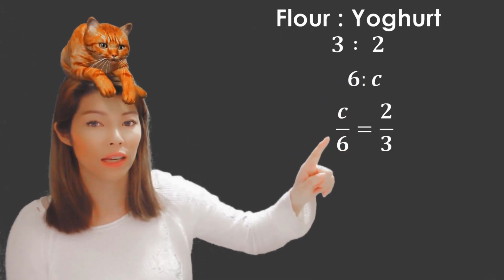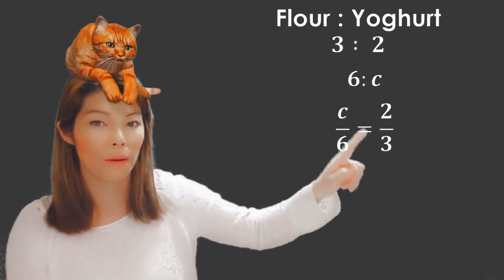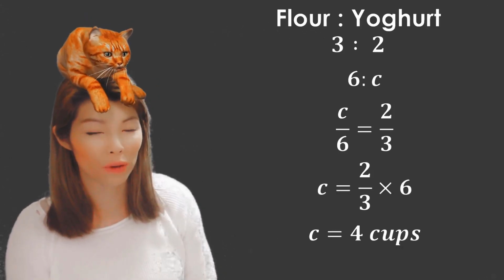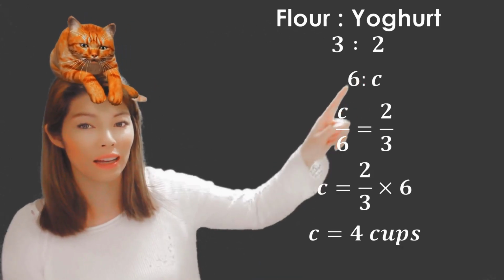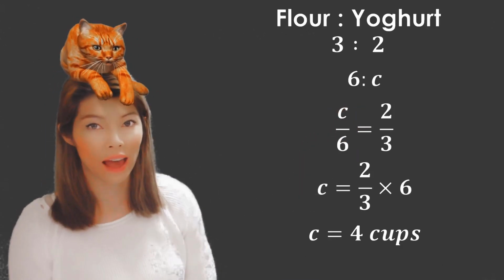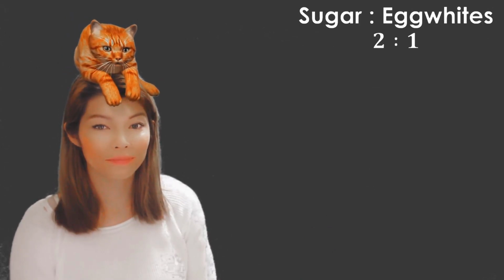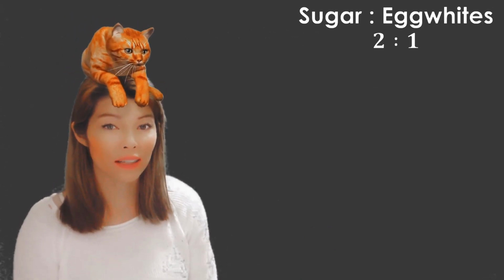Now to solve for C, or to solve for the variable, we would multiply by 6. So we would get 4 cups, what we expected. Now you can use any letter you want, C, X, A. I just wrote C for no particular reason. So now that we know that works, let's try another example.